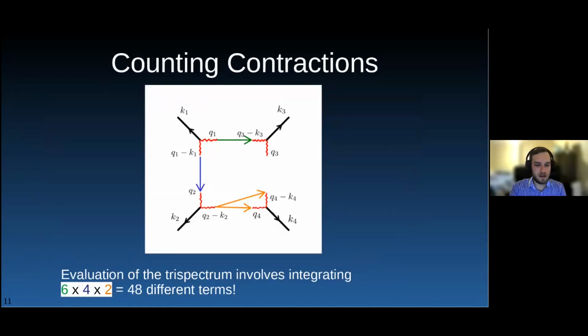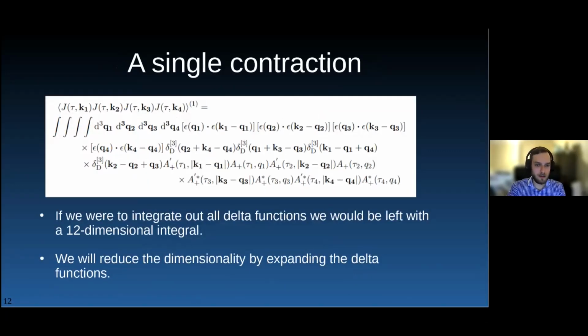And one such term is given here. And all of the other terms are identical to this one, except that the arguments in the delta functions may be rearranged. So if we were to integrate out all the delta functions in this expression, which we might be tempted to do, we would still be left with a 12-dimensional integral. So instead of doing that, we'll actually reduce the dimensionality of this expression by expanding the delta functions.